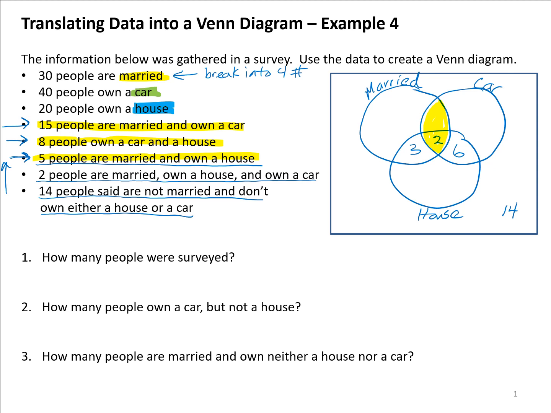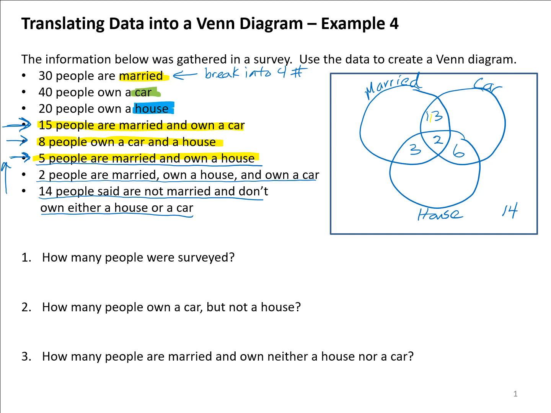So 15 minus 2 means 13 people are married and own a car, but not a house. So now we have 13 plus 2 is 15, so that satisfies that condition. And so as you can see, we've slowly taken care of all of this information about the details of the little pieces where we have overlap.